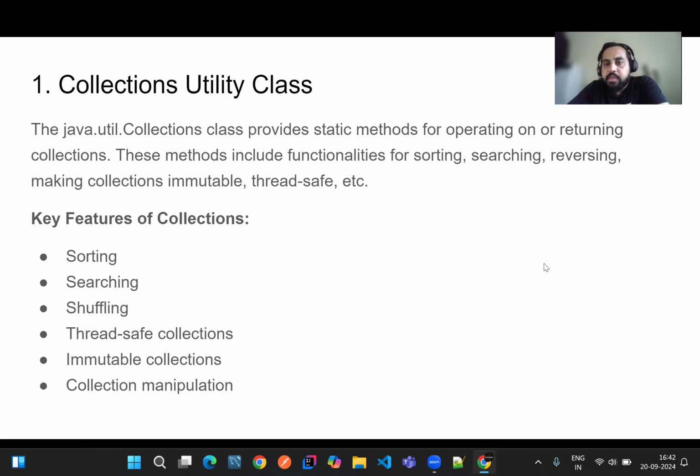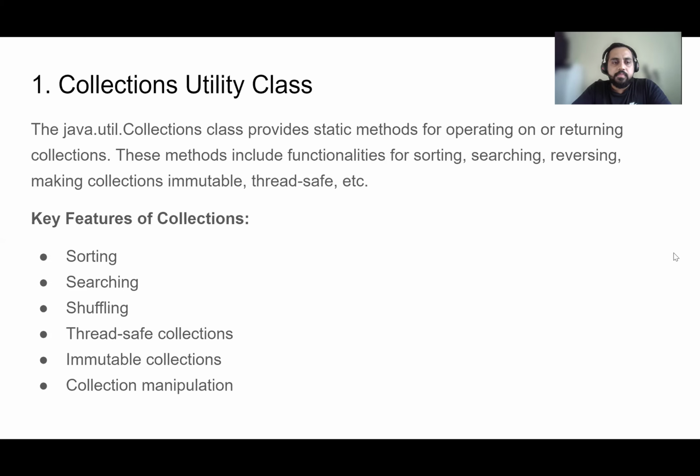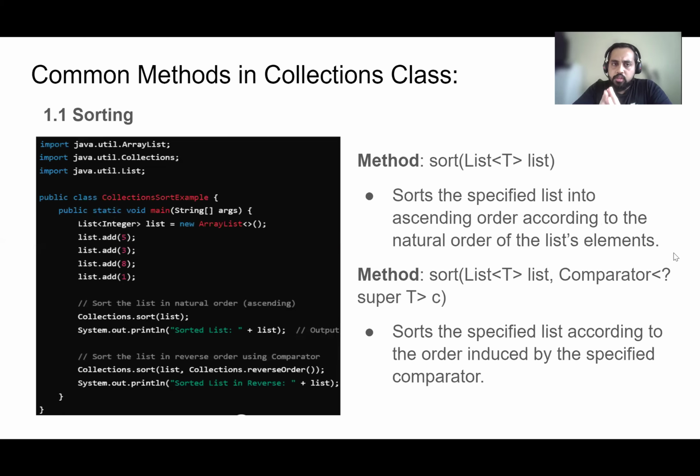It provides some static methods. These static methods include functionalities like sorting, searching, shuffling, thread-safe collections, making collections immutable, and manipulating these collections. Here, collection means I'm talking about objects. Let's see them one by one. First, sorting.